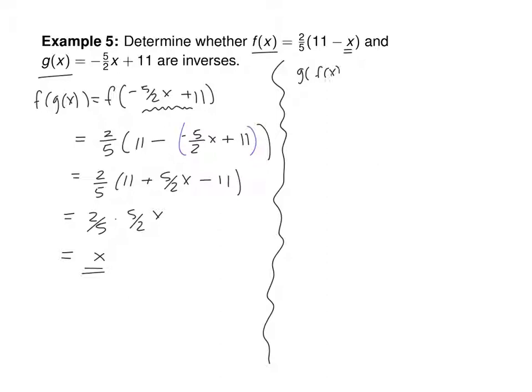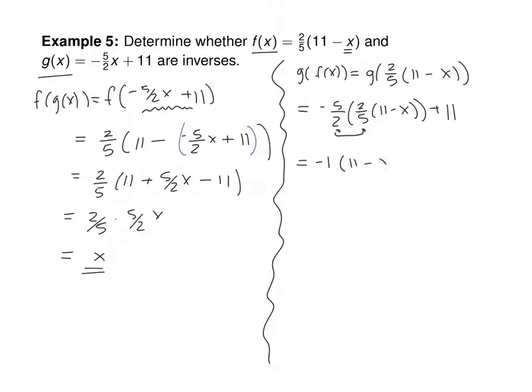Find g of f. So g of 2/5 times 11 minus x, which is negative 5 over 2, times 2/5 times 11 minus x, plus 11. Does that plugging stuff in, is that okay? When you multiply this 5 halves and that 2/5, what number comes out? It's going to be positive 1 or negative 1? Negative 1. Times 11 minus x.